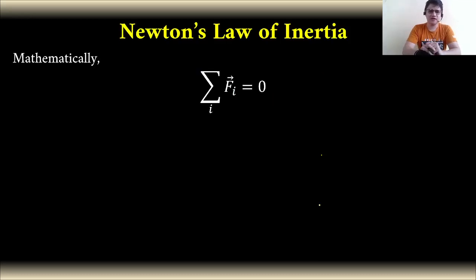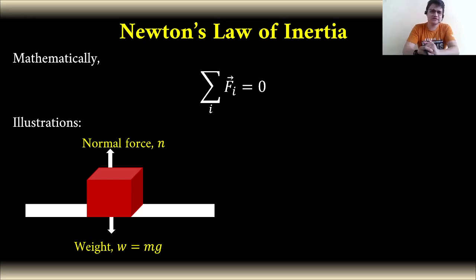Mathematically, we can describe Newton's law of inertia as the sum of all forces is equal to 0. This means that the net force acting on the object is equal to 0. We have F, this is the net force that is acting on the object.